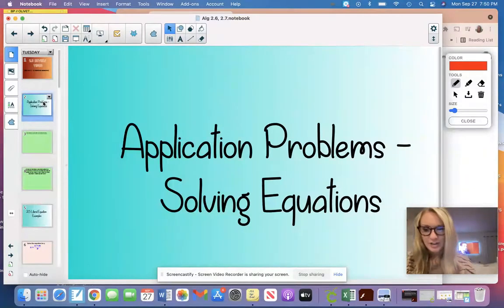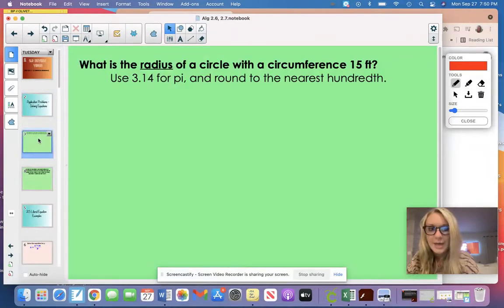Okay, so topic number one is application problems for solving equations. Here's the first one. What is the radius of a circle with a circumference of 15 feet? And we're going to use 3.14 for pi.